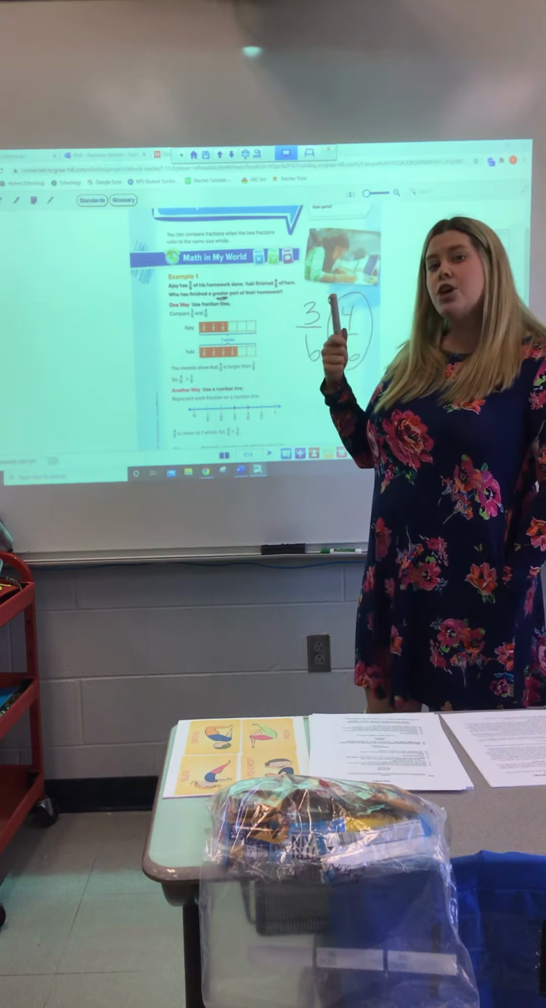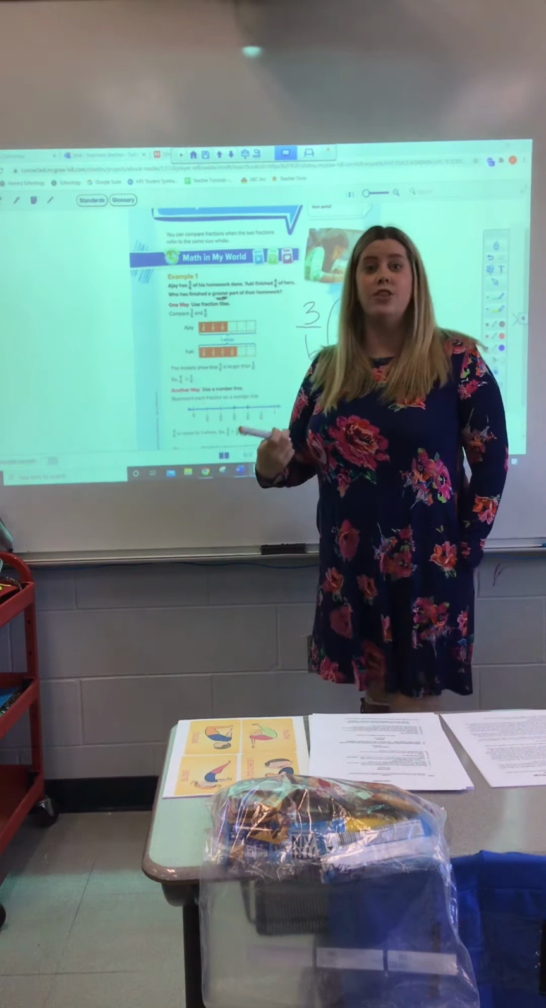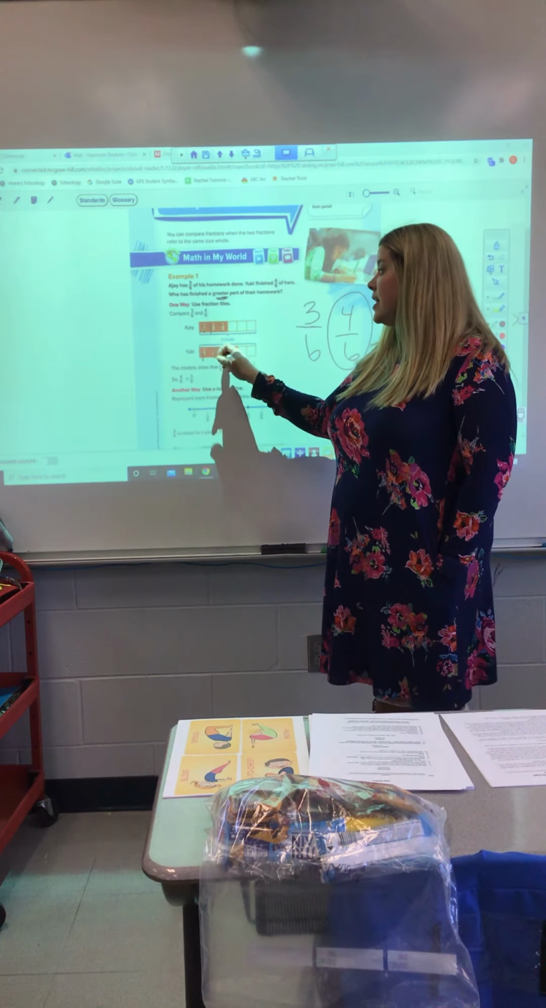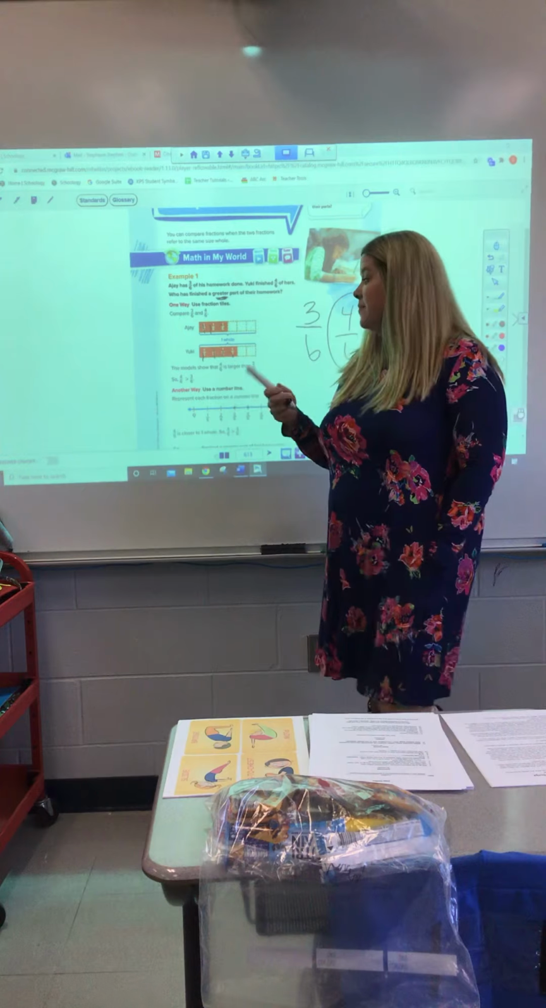I can think of it in terms of unit fractions. So here, these little rectangles represent their homework. They're divided into 6 parts. AJ finished 3 of them. Yuki finished 4 of them. Who finished more? Still Yuki, right.